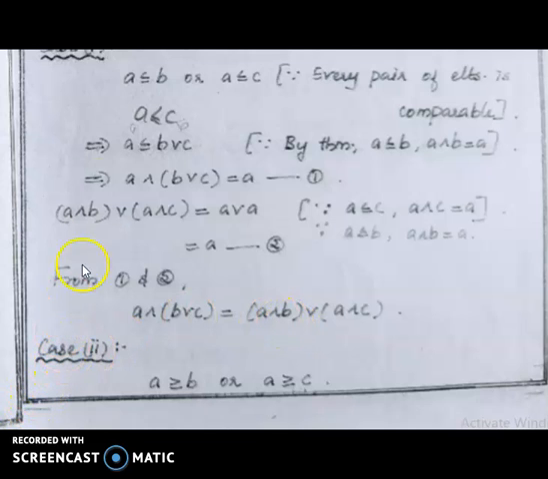Now we take the converse. A less than or equal to B can be A greater than or equal to B. A less than or equal to C can be A greater than or equal to C. Because a chain means every pair of elements is comparable. Comparable means either A less than or equal to B or A greater than or equal to B. Similarly, A greater than or equal to C. So now let us consider case 2.